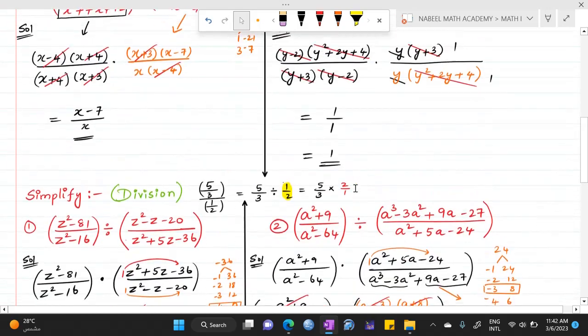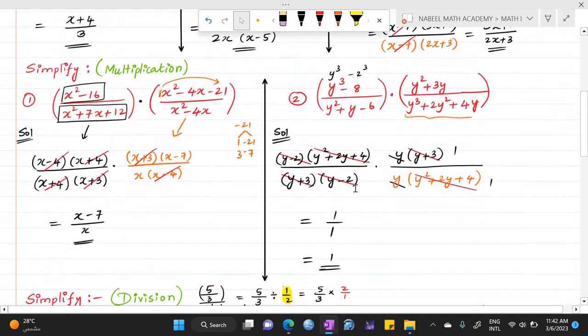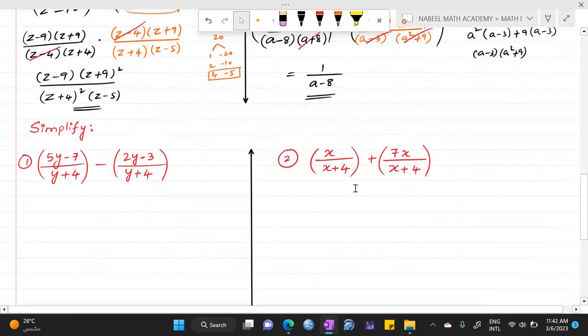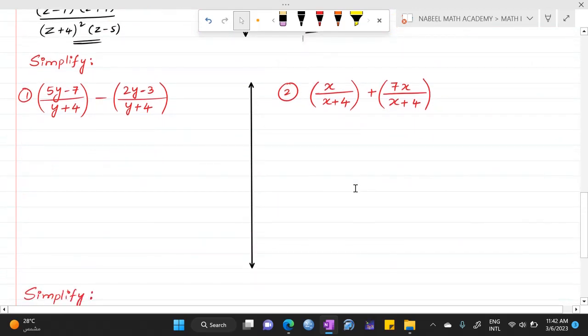Now the multiplication and division has been done. Next we have the addition concept, where the denominator is going to be the same. When you have the same denominator, how will you simplify the rational expression with subtraction? If it is multiplication, we will directly multiply and simplify, but it is a minus. So how will you do this part?